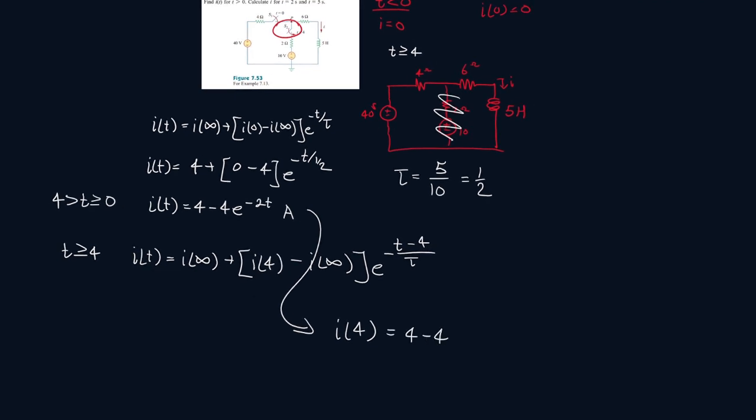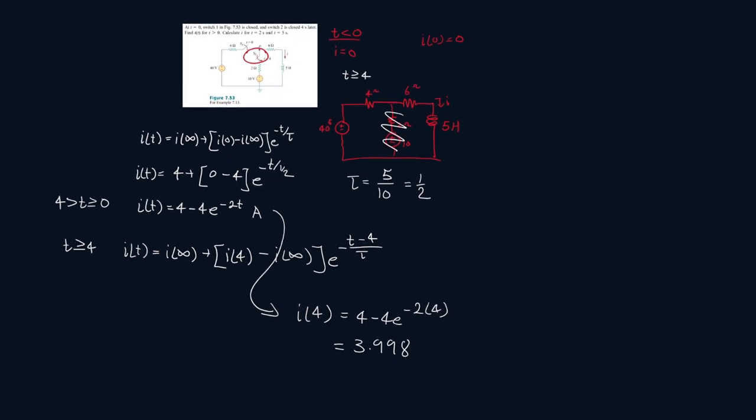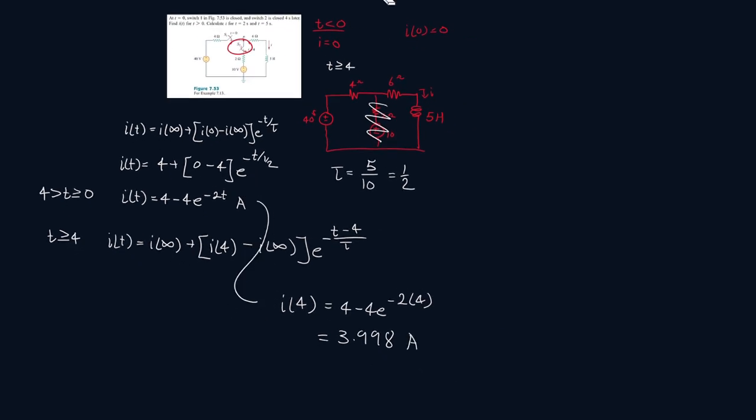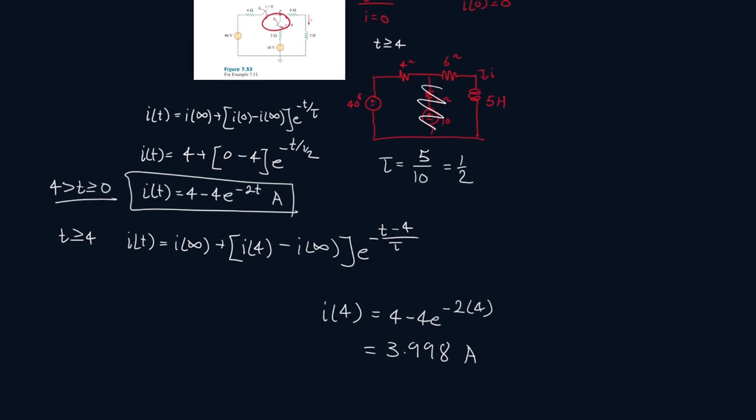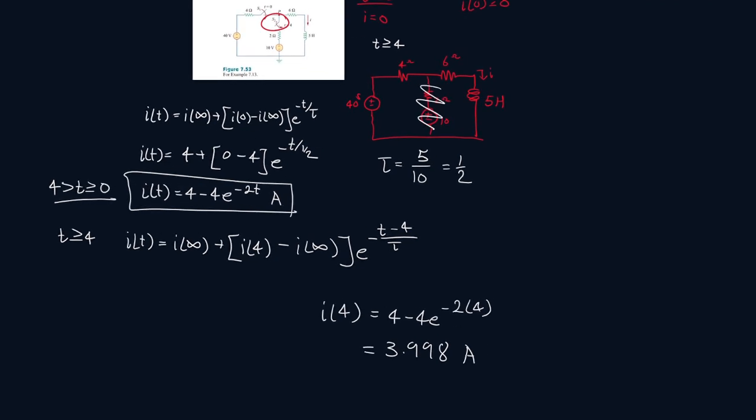So we're going to set t to be 4, and it's going to be 4 minus 4 e to the power of minus 2 times 4. And that gives me 3.998. Let me just quickly double check again, just in case. And yeah, I'm right. So that's I of 4. And you may be asking, why are we using this formula when it's confined to when t is less than 4 and greater than or equal to 0? It didn't say t is equal to 4, but just less than 4.